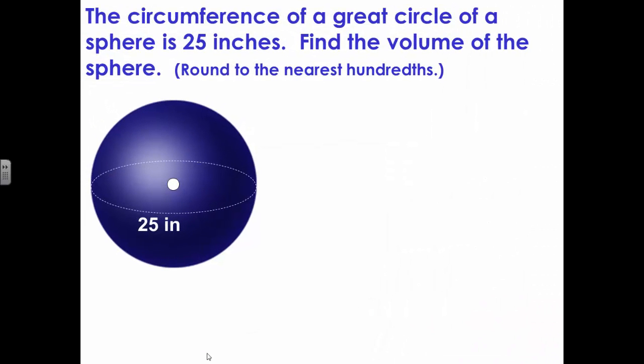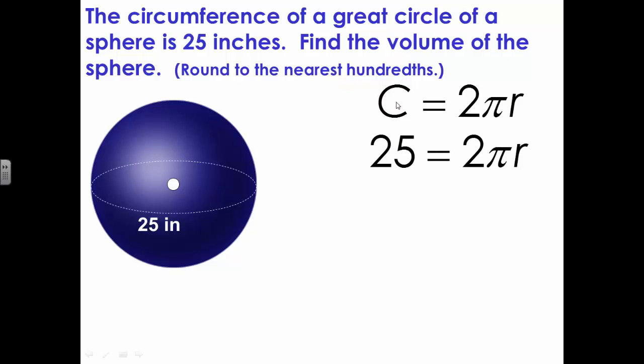The circumference of a great circle of a sphere is 25 inches. Find the volume of the sphere. With this one being a circumference of 25, we need to find the radius. Circumference is equal to 2 pi r. Substitute the 25 into your circumference, and then you want to solve for the radius. To get the radius by itself, you would divide both sides by 2 pi.